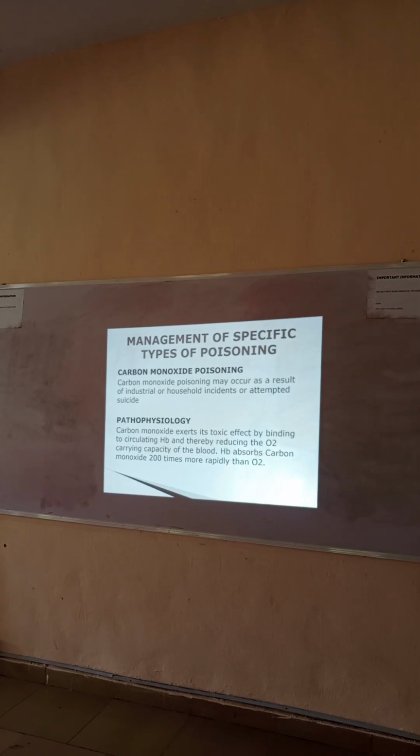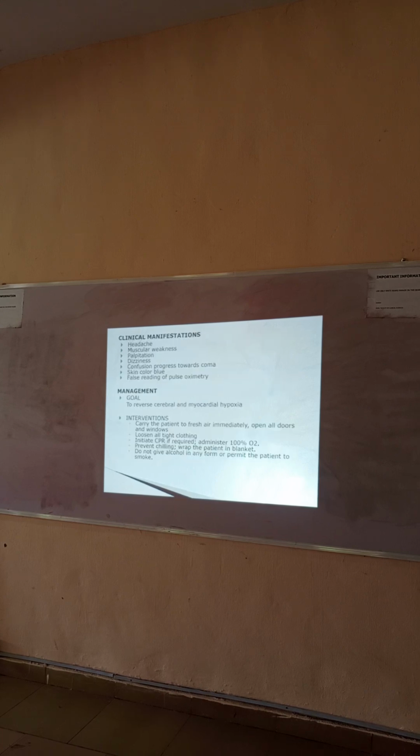Carbon monoxide exerts its toxic effects by binding to circulating hemoglobin and thereby reducing the oxygen carrying capacity of the blood. Hemoglobin absorbs carbon monoxide 200 times more rapidly than oxygen. So it's not allowing oxygen to bind to hemoglobin and it can cause a hypoxic effect. Some of the clinical manifestations include headache, muscular weakness, palpitation, dizziness, confusion, which can progress towards coma.